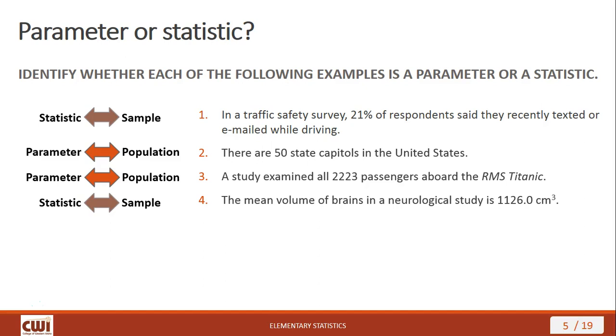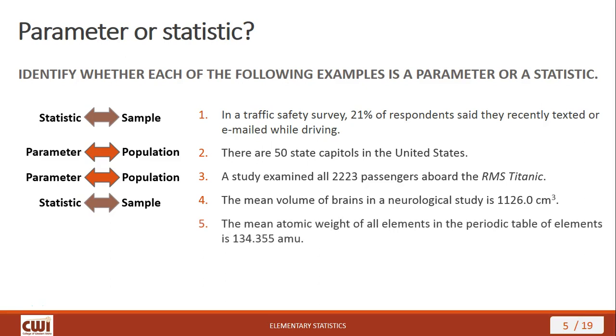We know this is a sample because we're talking about brains that are involved in a neurological study. No neurological study is going to study every brain that is in existence. We're only going to look at a portion of all the brains in existence. So we don't have the complete set. We have a portion of the complete set. That means we have a sample, and samples are described with statistics.